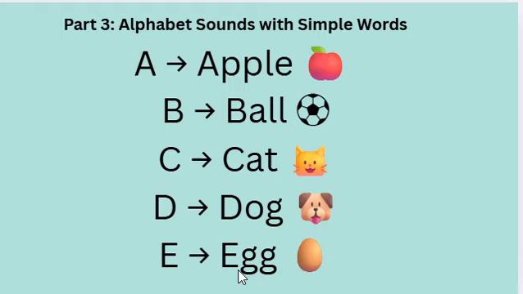Do you know one more thing? English has 26 letters, but the sounds are 44 here. So that's why we find it very difficult to speak English.